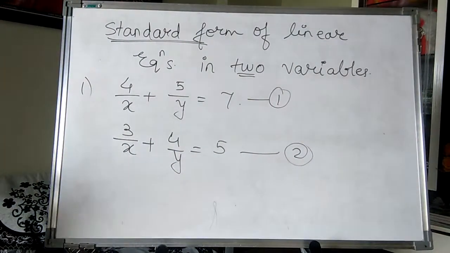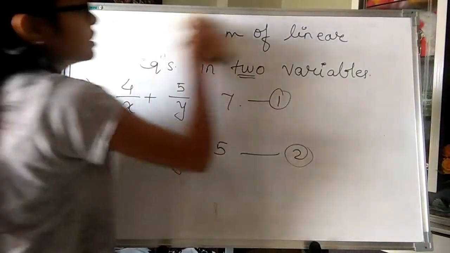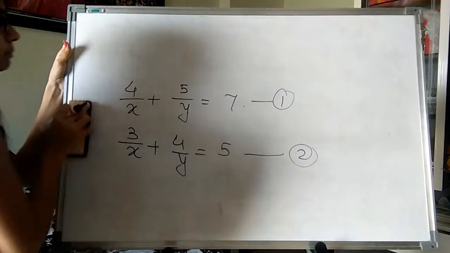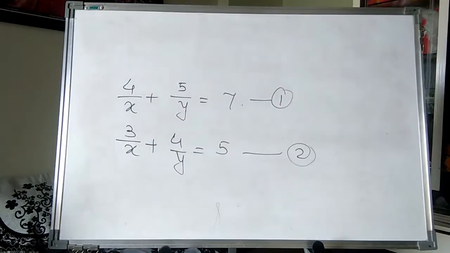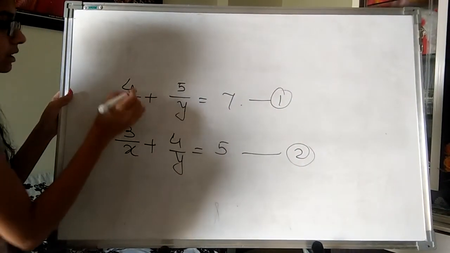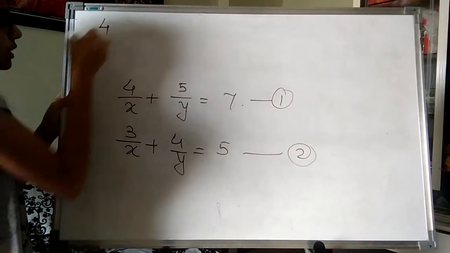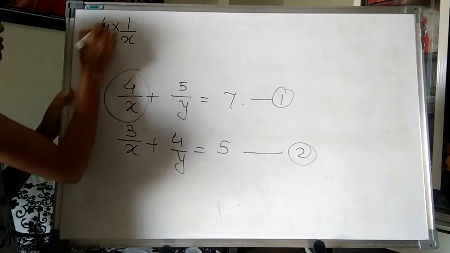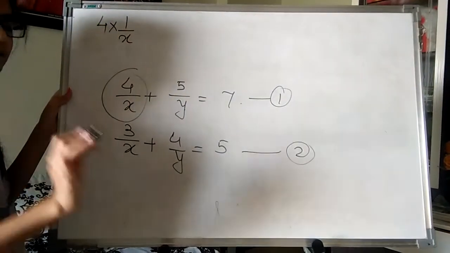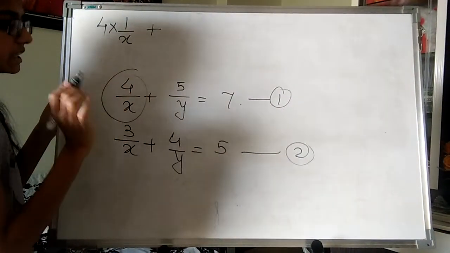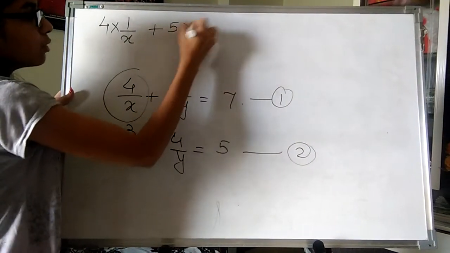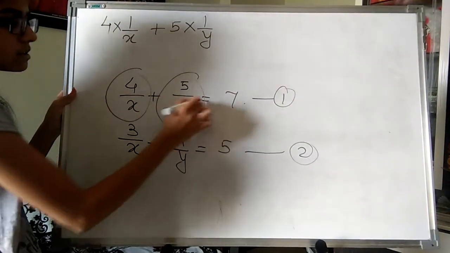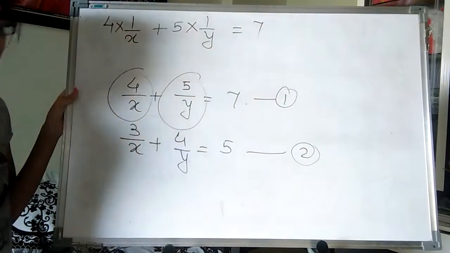Now how to do this? What is the common thing you see here? Both x and y work as denominators. So how to convert them? See here properly. Consider this first equation. If I write 4 multiplied by 1 upon x, it is the same as 4 upon x, because 4 ones are 4. I have not changed anything. Again the same here, 5 into 1 upon y is the same as 5 upon y. Plus 7 as it is.